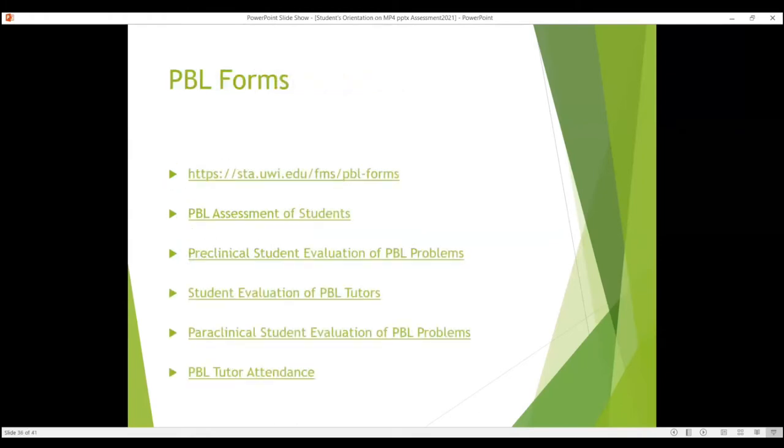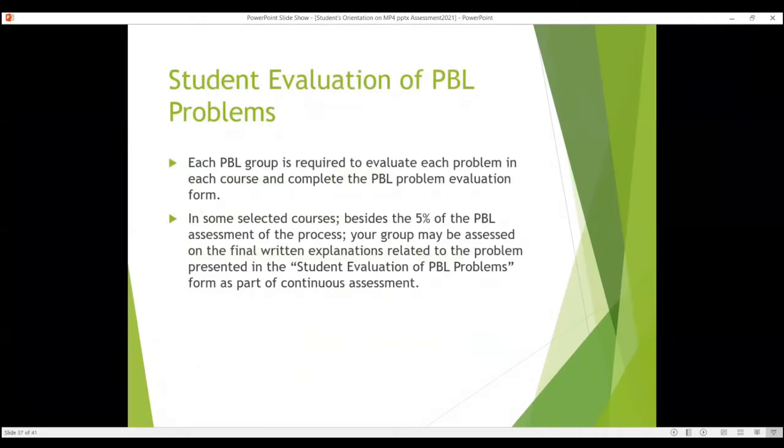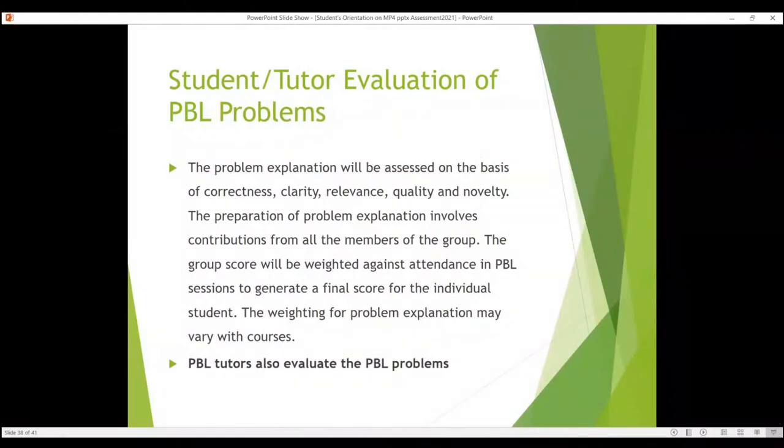Now, I told you all these forms are available. I told you after the PBL assessment of the students by the tutor, each group will be required to evaluate each PBL problem in each course. So you are supposed to evaluate each PBL problem. I will show you the form. It is available online. Then again, in the selected 5% of the PBL, you will also be assessed. So in that form, you have to give an explanation of the hypothesis where you will be assessed. Now, again, you will be assessing the tutor.